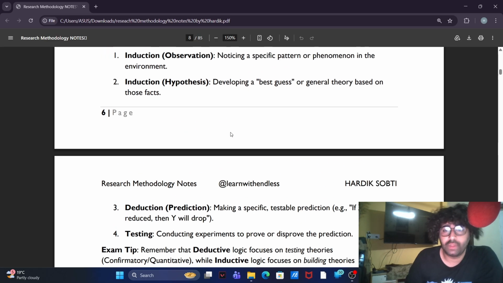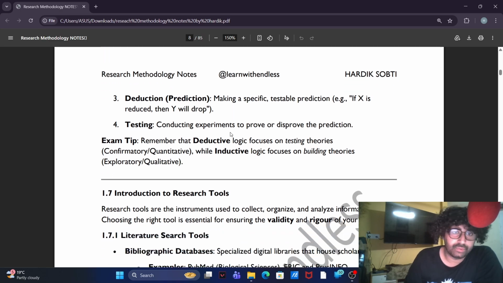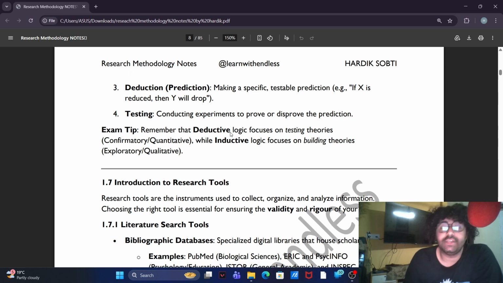Example: if X is reduced, then Y will drop. It's a simple linear equation. Basically, you guys can understand. Testing: conducting experiments to prove or disprove the prediction.